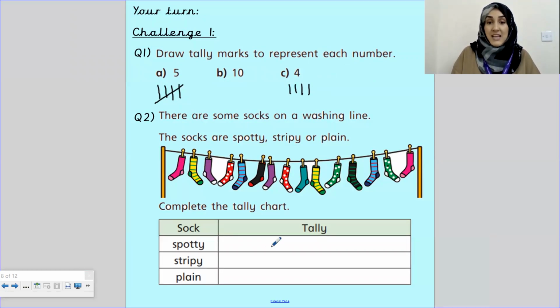So then you do the tally. Remember, the tally is the lines. And when it says total, that means it's the number. So this is a tally mark, tally mark. So you're completing the tally mark. And then do the same for plain socks and stripy socks.